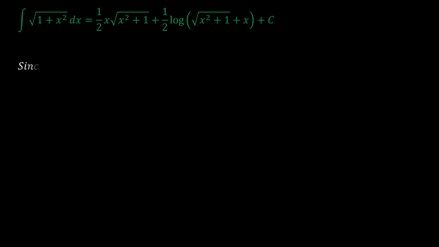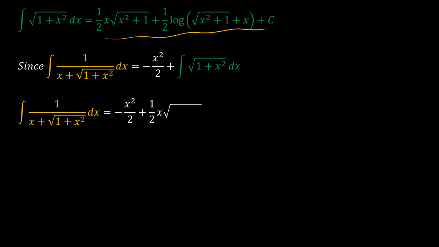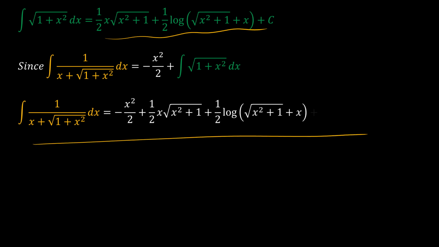So our final answer, which combines both the negative x squared over 2 and the green integral, is negative x squared over 2 plus this part here, which is half x times the square root of x squared plus 1 plus half the natural logarithm of the square root of x squared plus 1 plus x. And that is the answer that was expected. So that was fun.